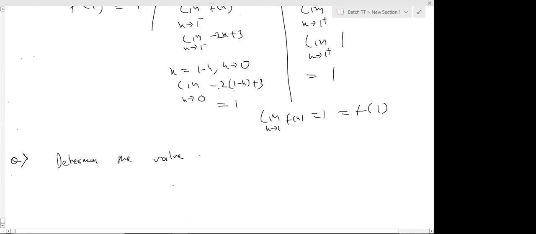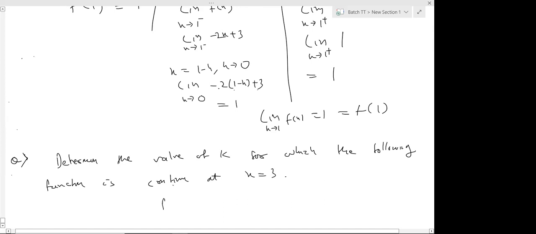Determine the value of k for which the following function is continuous at x equals to 3, and f of x is x square minus 9 upon x minus 3 for x not equal to 3, and k for x equal to 3.